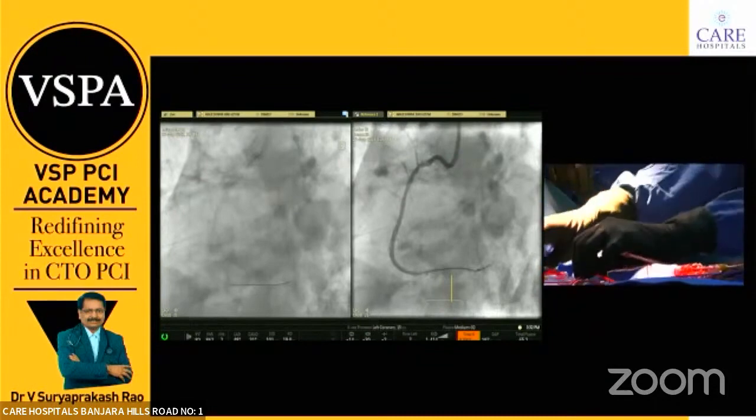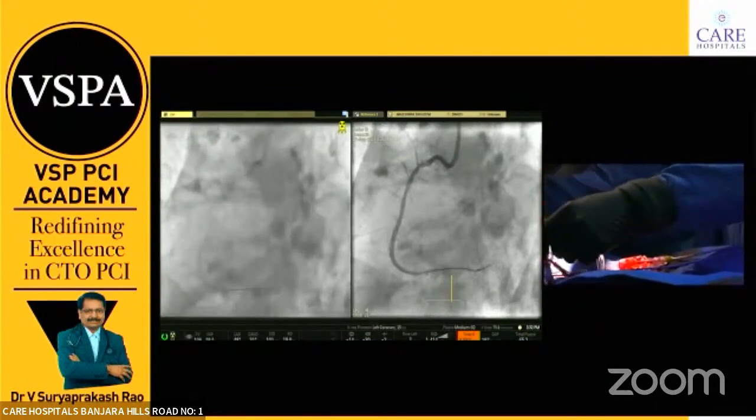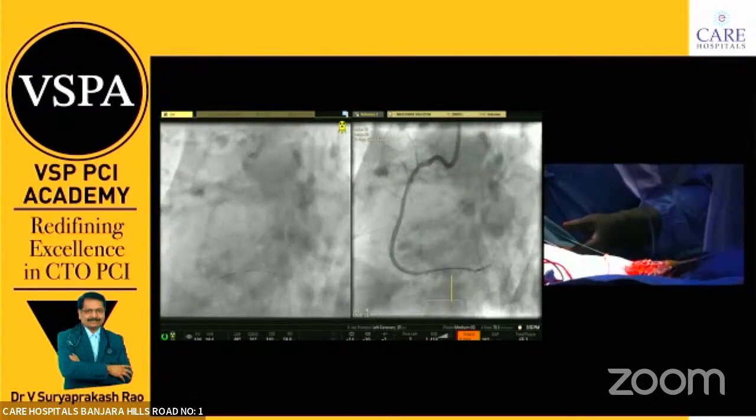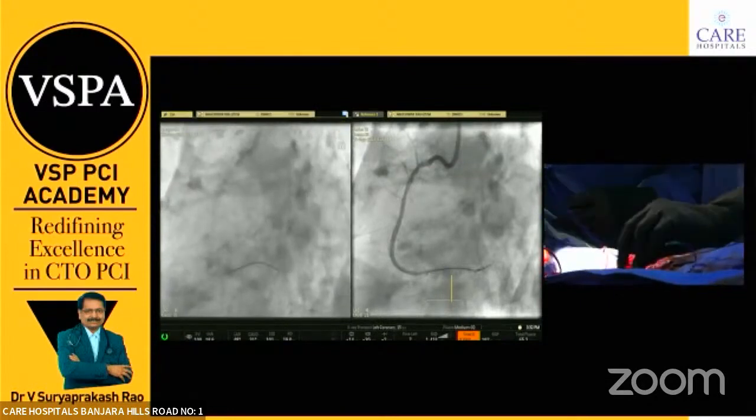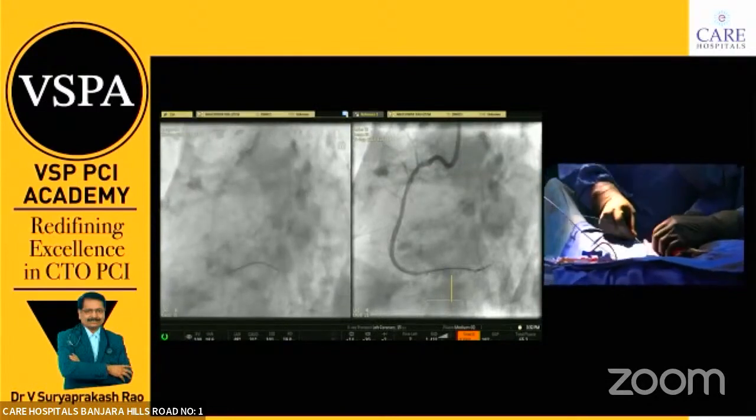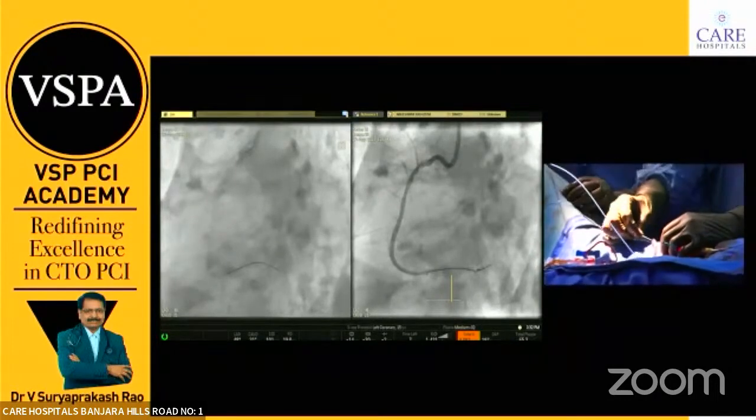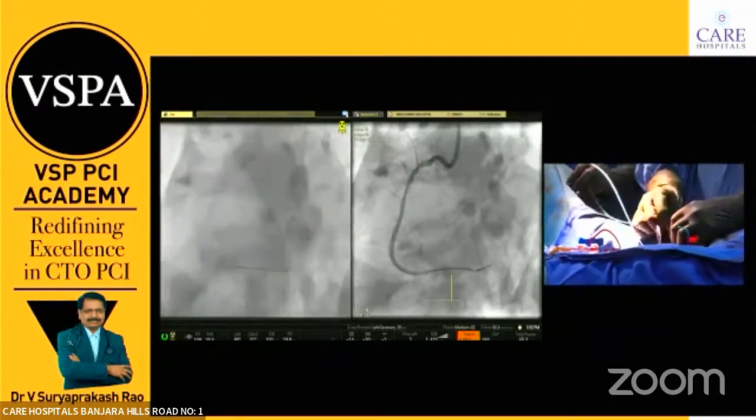But in such a long segment, where you need multiple places, a 10 millimeter POT balloon or 8 millimeter. Yeah, 5 little and 8 are a little longer, so 8 is better. You have to take 8 and then go with that.